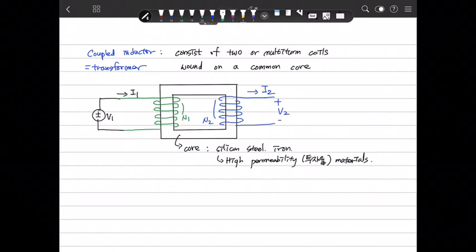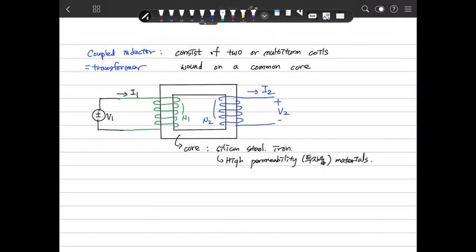The coupled inductor is kind of a transformer. In this lecture, in the electric circuit, we don't need to discuss the principle of the transformer in detail. It will be dealt with in other classes. You need to know the principle of the transformer to understand it.